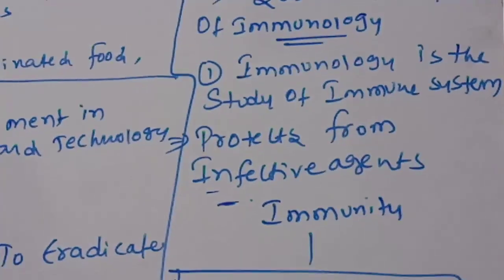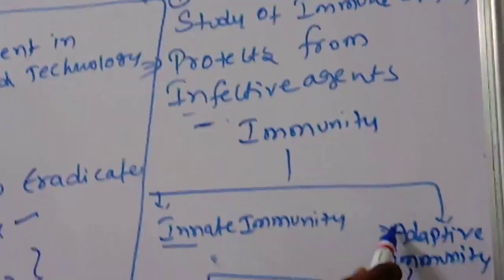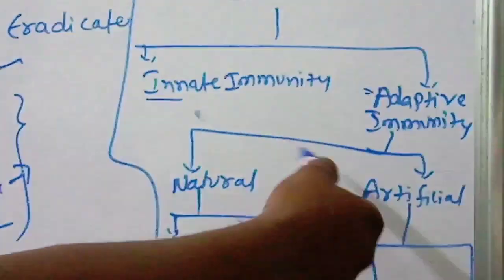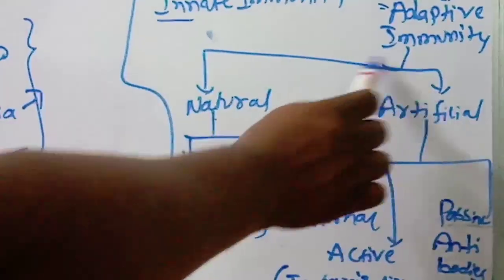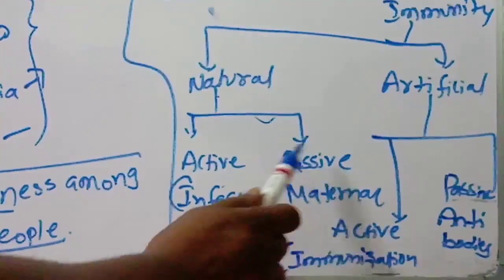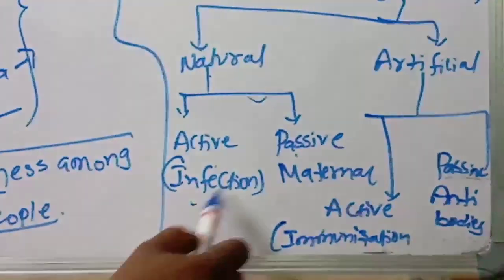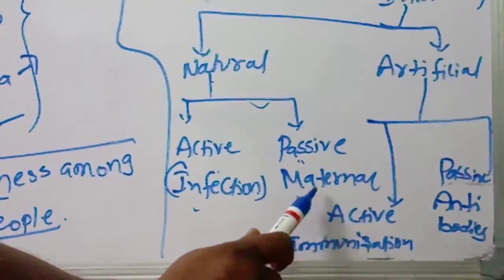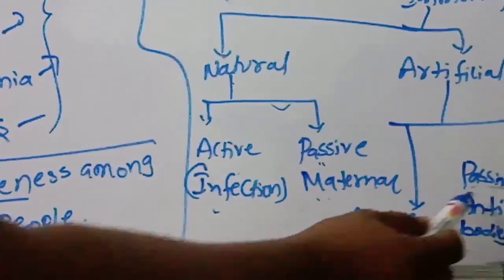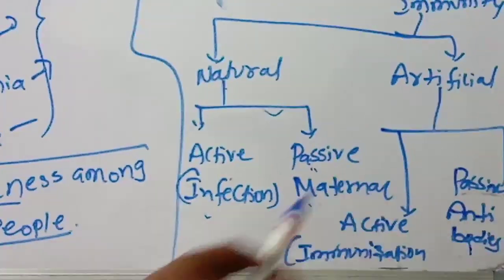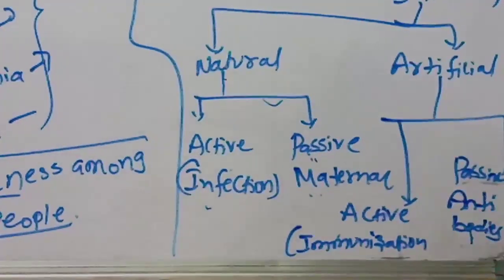Immunity is divided into how many types? Innate immunity and adaptive immunity. Adaptive means acquired from others. Adaptive immunity is divided into natural and artificial. Natural: active and passive. Natural active is infection, passive is maternal; from the mother we will get it. Artificial: active and passive immunization, and what we get from antibodies is called adaptive immunity.